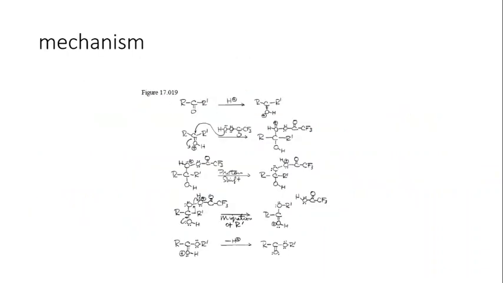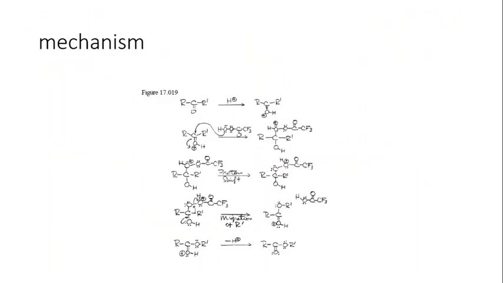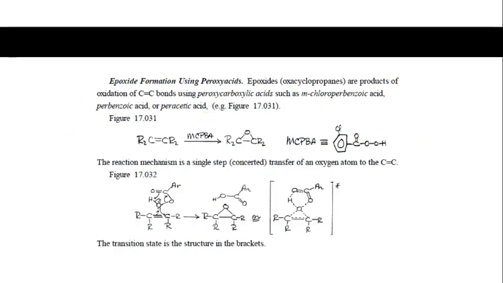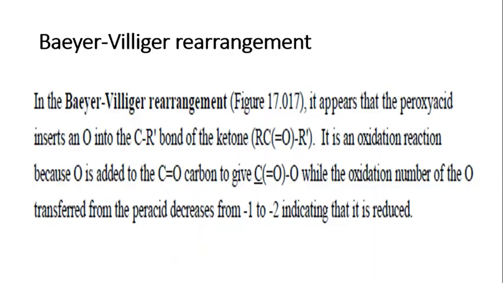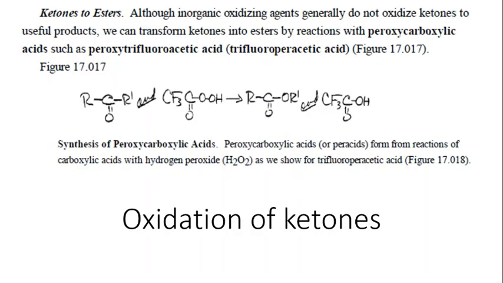How to synthesize the trifluoroperacetic acid? The trifluoroperacetic acid can be produced by treating trifluoroacetic acid with H2O2. If you treat the trifluoroacetic acid with H2O2, it will result in trifluoroperacetic acid. This peracid is now capable of bringing about the oxidation of the ketones in the respective mechanism.